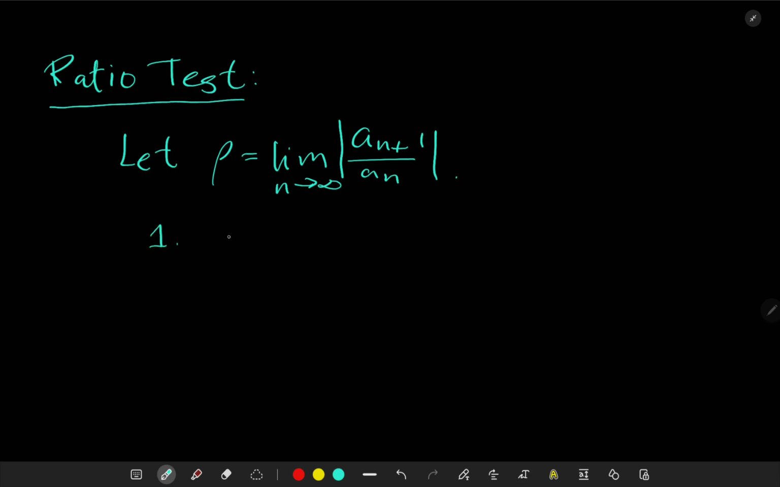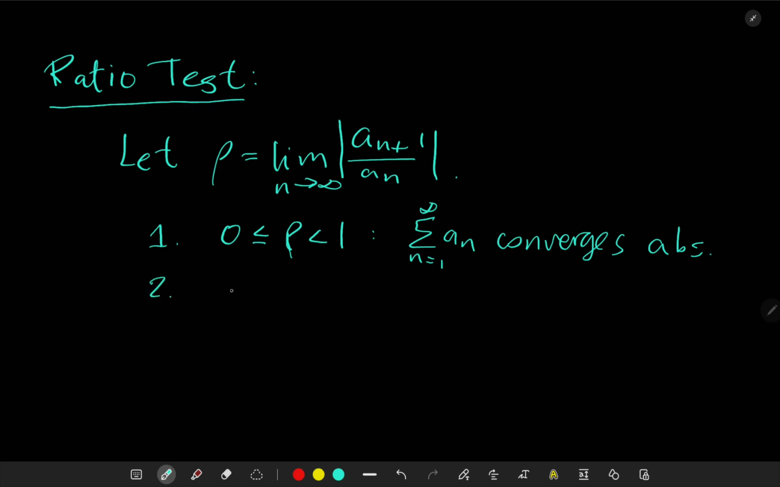One, rho is between 0 and 1, and it could be equal to 0 but not 1. In this case, when you compute your limit, you end up with rho between 0 and 1. Then this tells you that your series converges absolutely. So it's not only a convergence test, but also a test for absolute convergence.